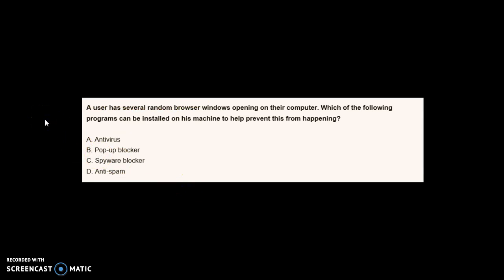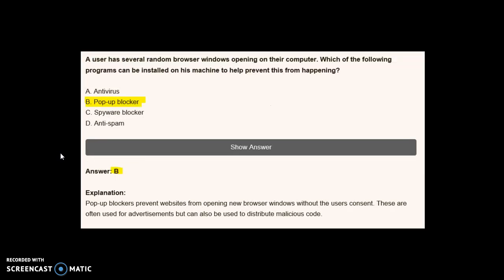A user has several random browser windows opening on their computer. Which of the following programs can be installed on his machine to help prevent this from happening? The answer is B, pop-up blocker.